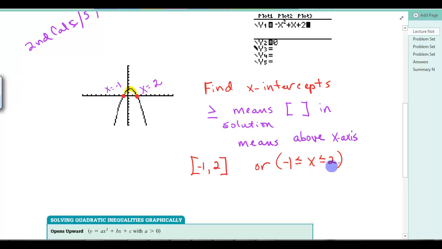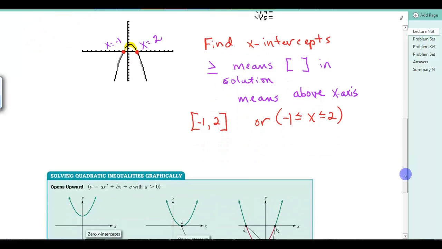Now, if your answer has to be put in inequality notation, you could write it like this. X is between -1 and 2, and it'll always be pointing to the left on your arrows if you write it like that. Okay?